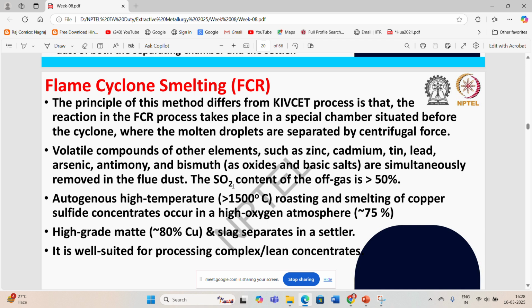The SO2 content of the off gas is generally higher than 50% because we are using air with a high amount of pure oxygen. Then autogenous high temperature, more than 1500 degrees Celsius, can be created inside the furnace. Roasting and smelting of copper sulfide concentrate occur in a high oxygen atmosphere, like we are providing oxygen enrichment up to 75% in the air. Then high grade matte containing 80% copper can be produced and slag separates in a settler. It is well suited for processing complex or lean concentrates.